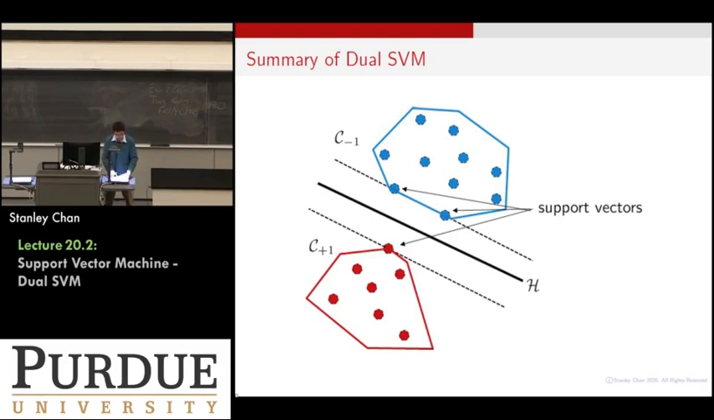Now, when someone asks you, why do you call this thing a support vector machine? I hope you can tell them, because by solving the dual problem, you'll be able to find a set of vectors that will define the separating hyperplane, and that's why they are called the support vectors.